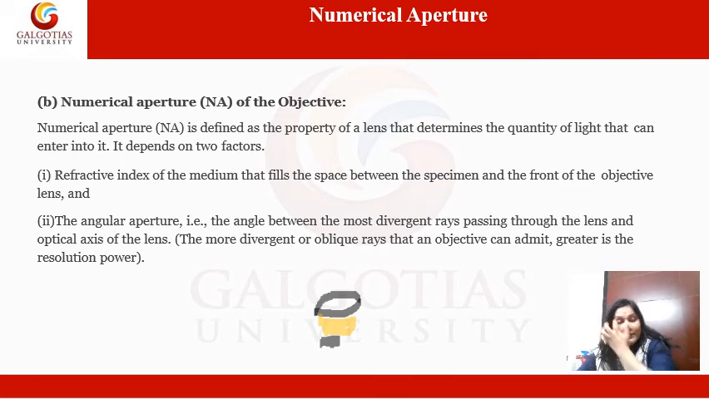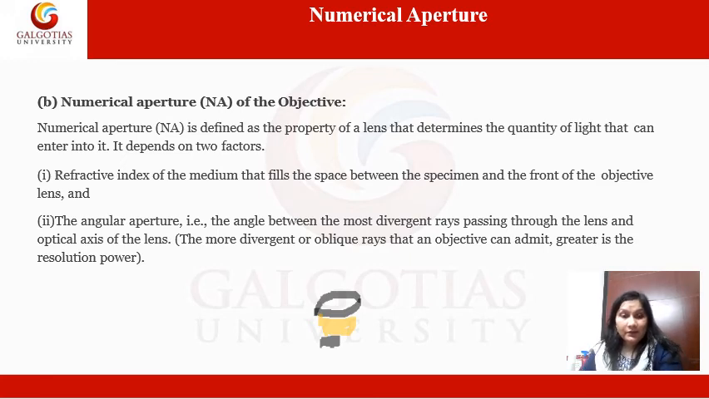Now the second thing that affects the numerical aperture of the objective lens is the angular aperture. Now what is angular aperture? The angle between the most divergent rays passing through the lens and the optical axis of the lens. This is known as the angular aperture. I will explain it from the diagram. Just wait. The more divergent or oblique rays that an objective can admit, the greater is the resolution power.